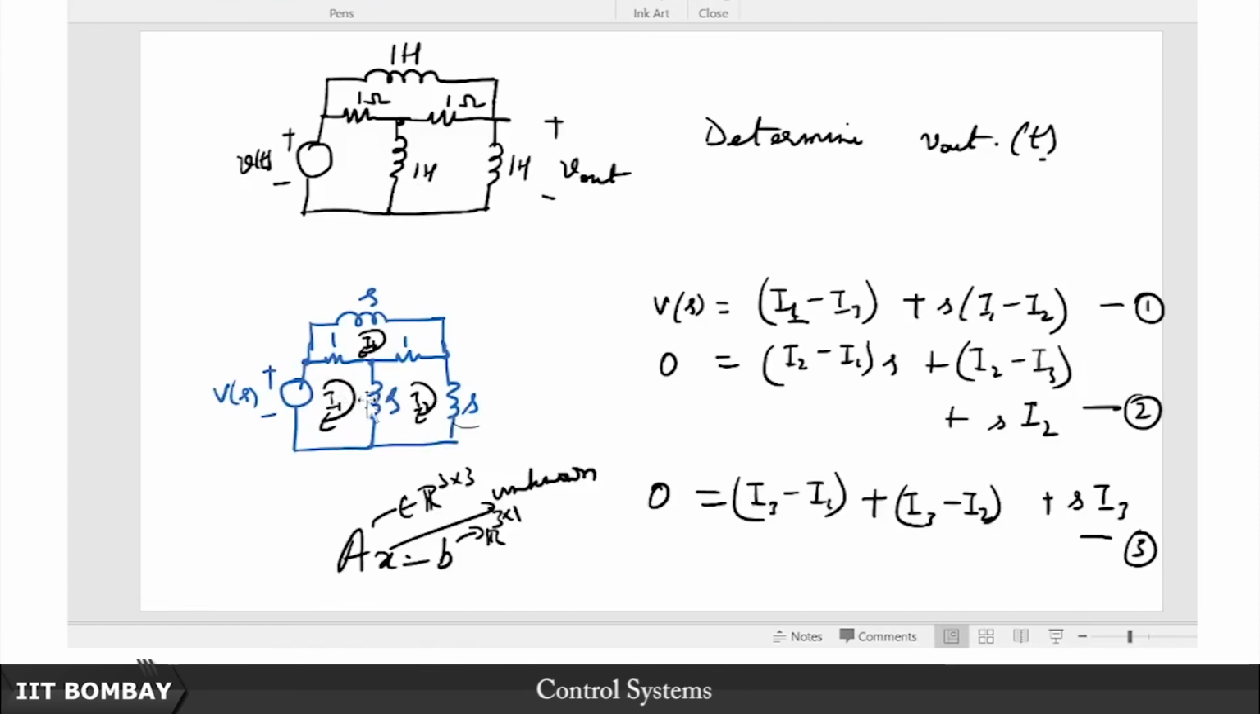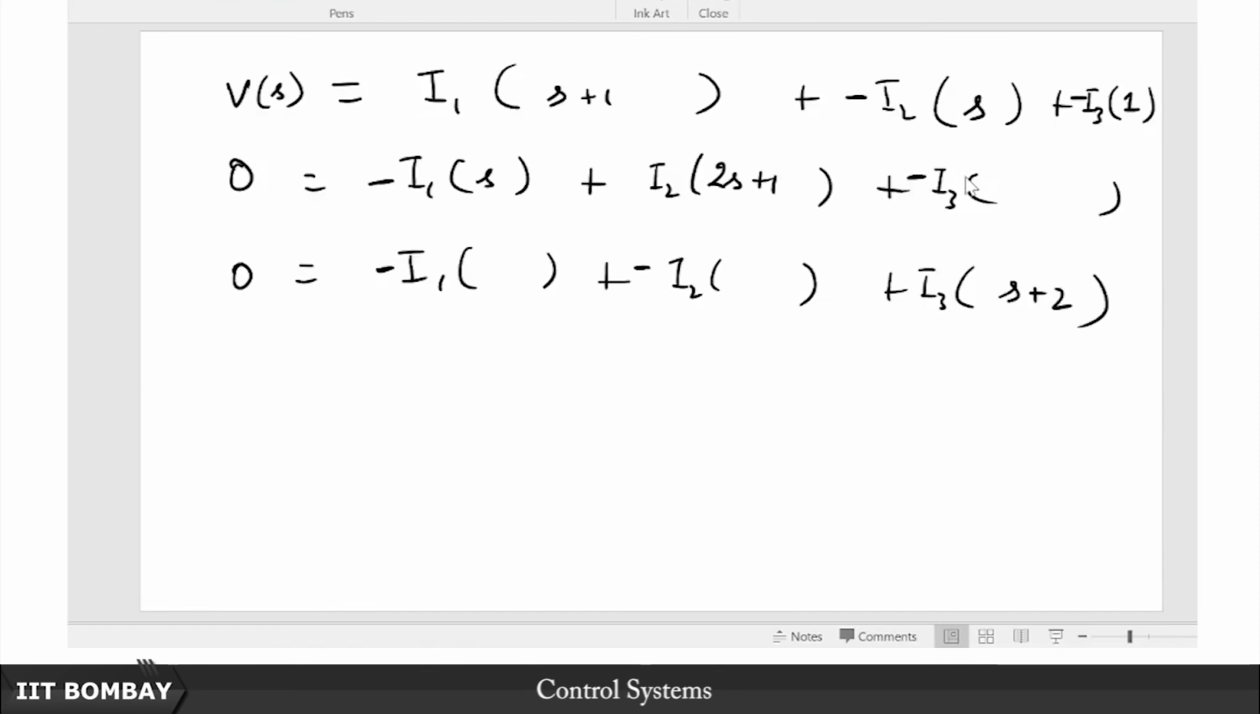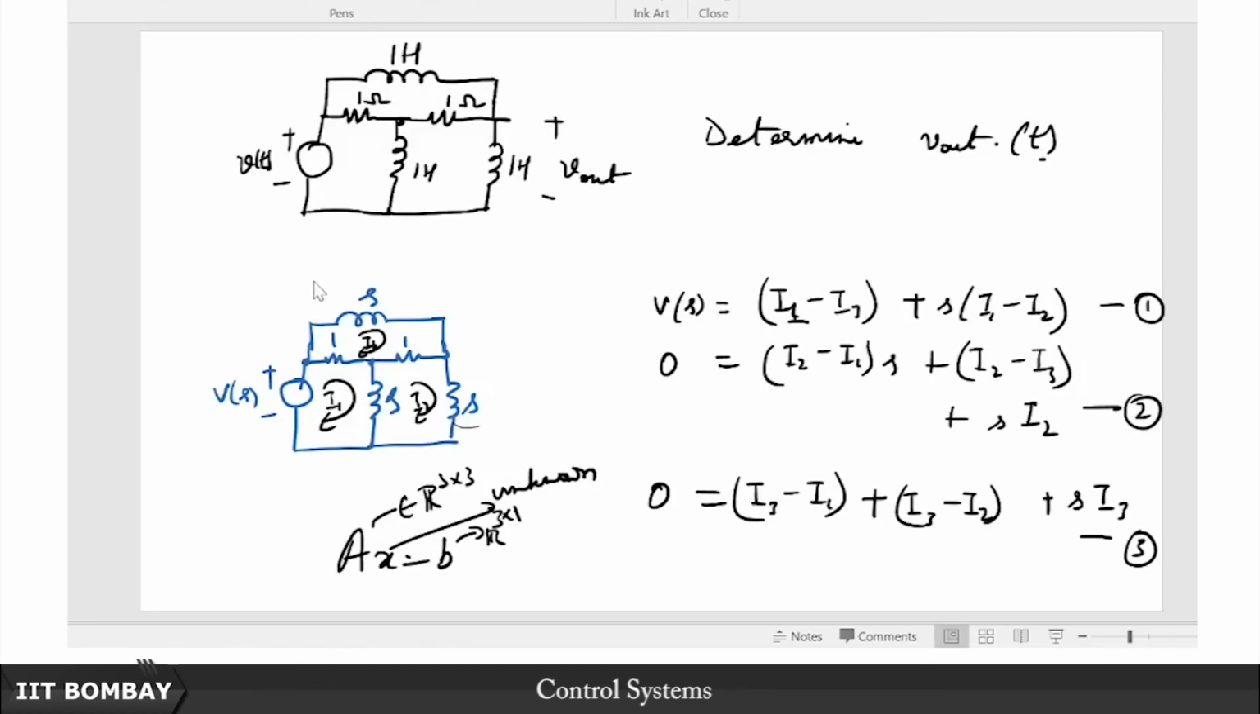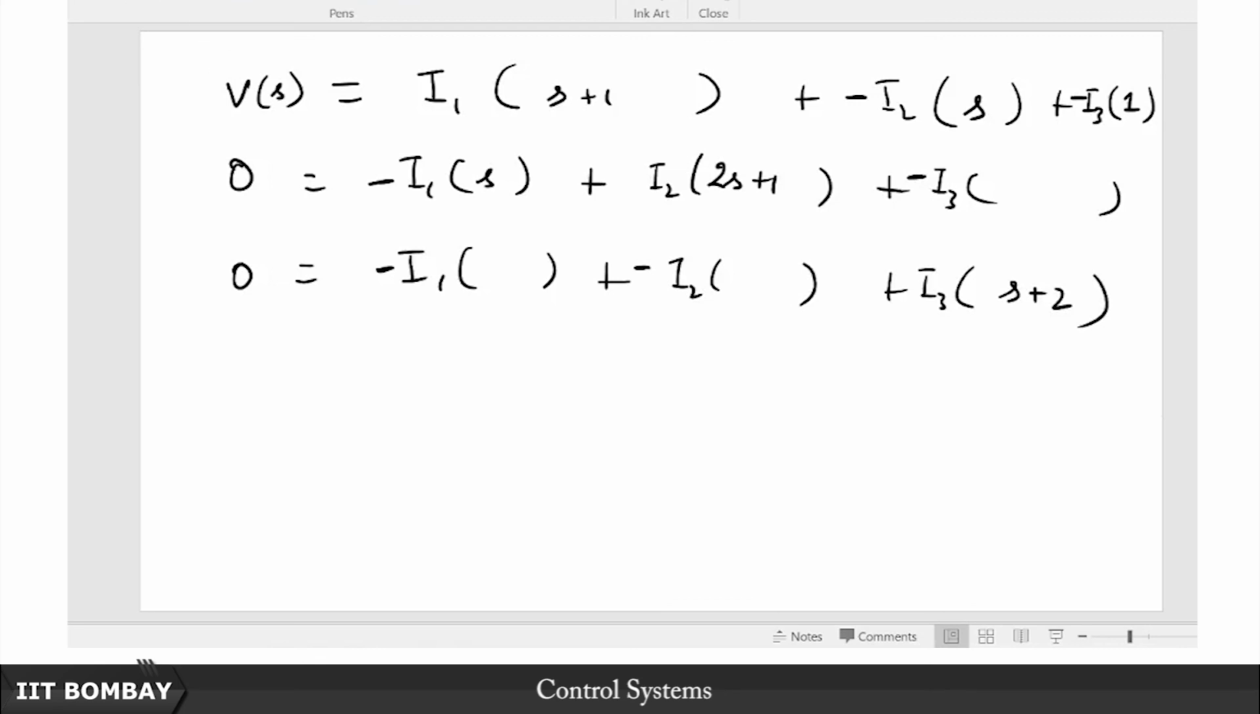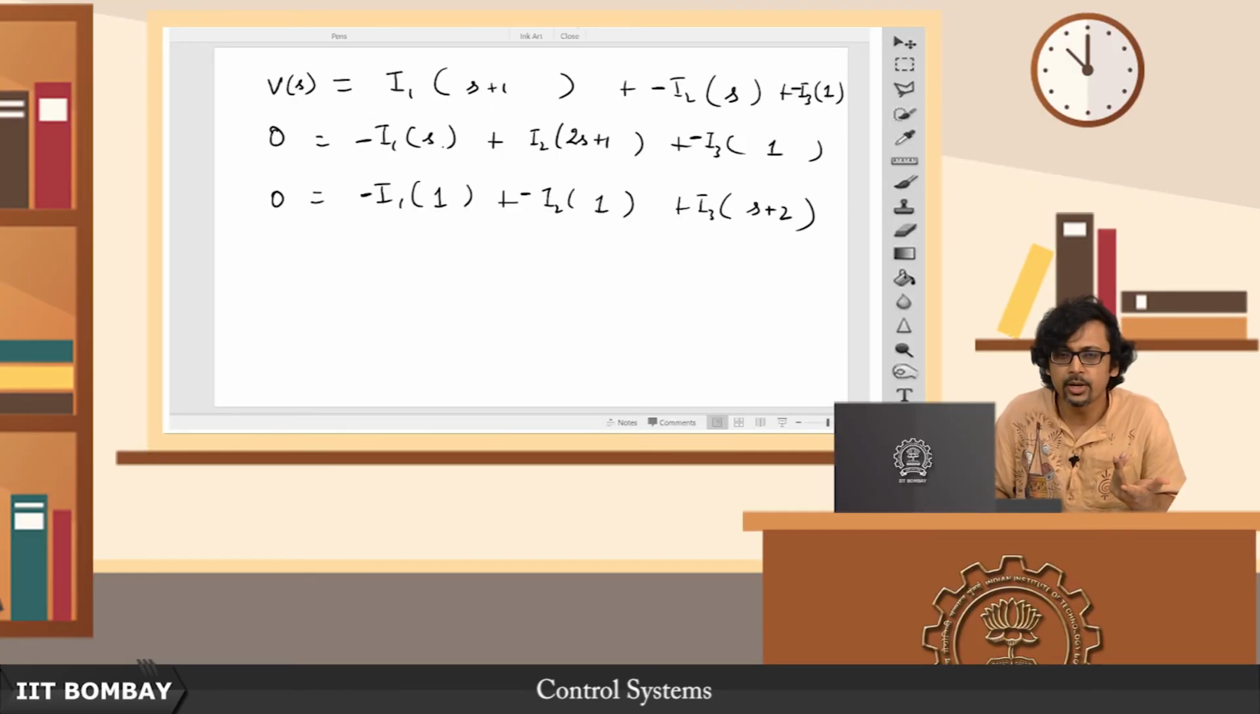Loop 1 and loop 2, and similarly loop 2 and loop 3, what do they share? Loop 2 and loop 3 share this resistance, so it is going to be just 1. By the same token here now I am going to just write 1 here and 1 here, right. So this is going to give me my 3 equations, 3 unknowns, right.